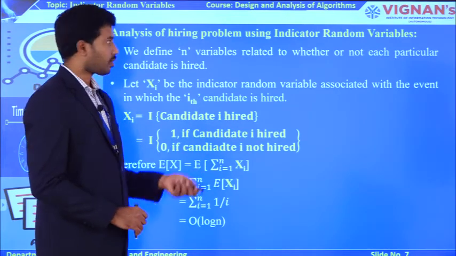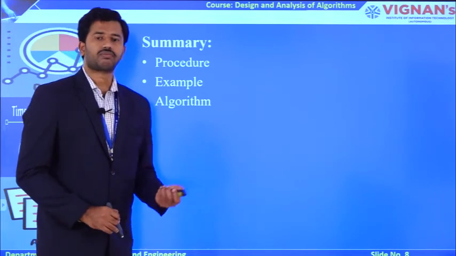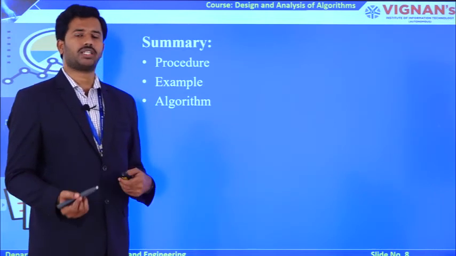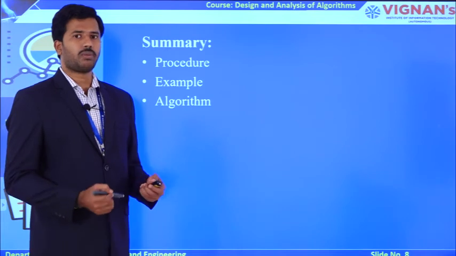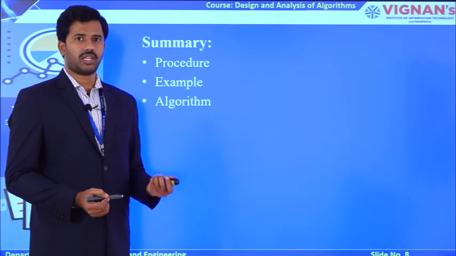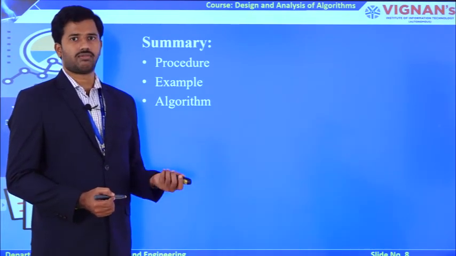Okay. So as of now we have seen the procedure of the hiring problem as well as the indicator random variables. Followed by that, we have seen the time complexity analysis also, as well as the algorithm for the hiring problem.